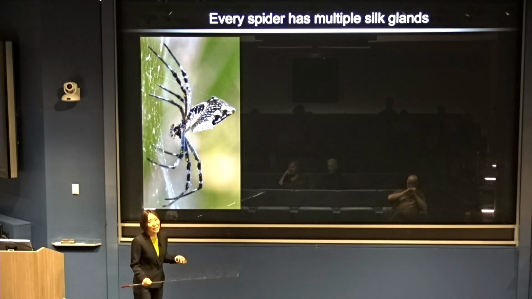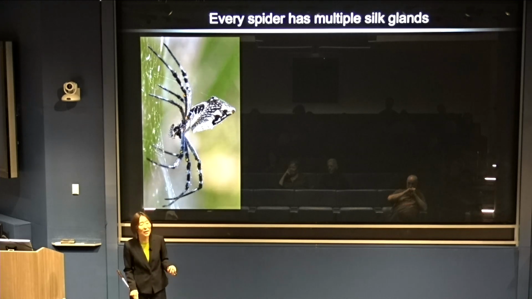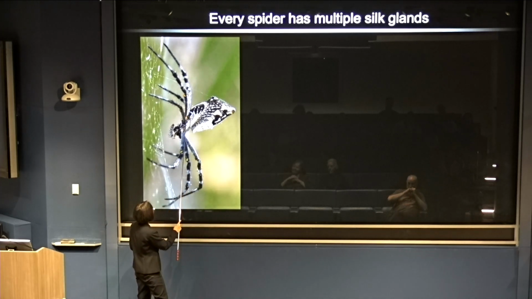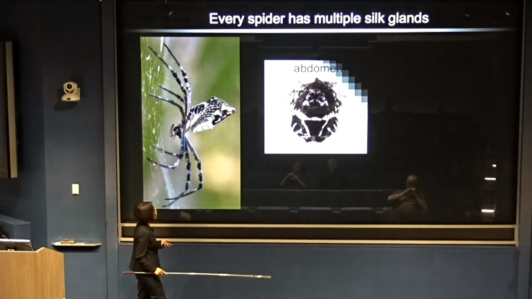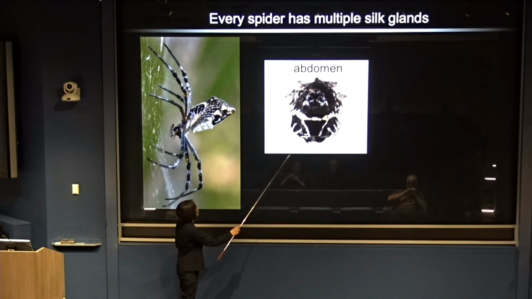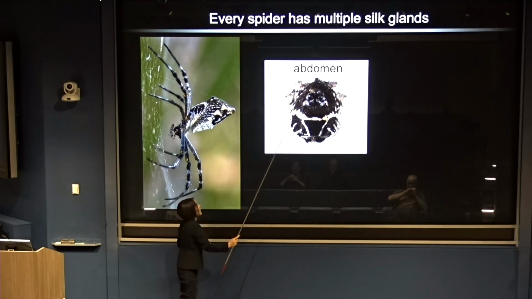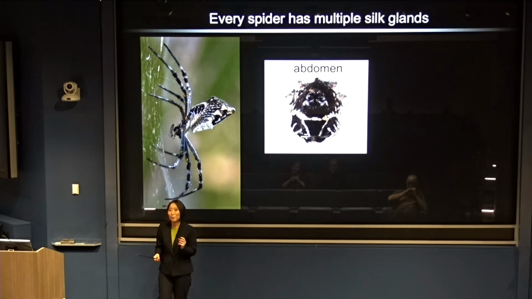So spiders that end up in my lab, what happens to many of them is I euthanize them and I collect just the abdomen. So here's the abdomen. The head was here, okay? The spinnerets are here. So I take the abdomen and then I peel the abdomen.